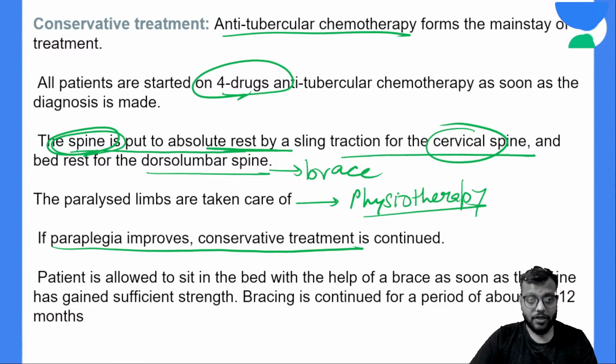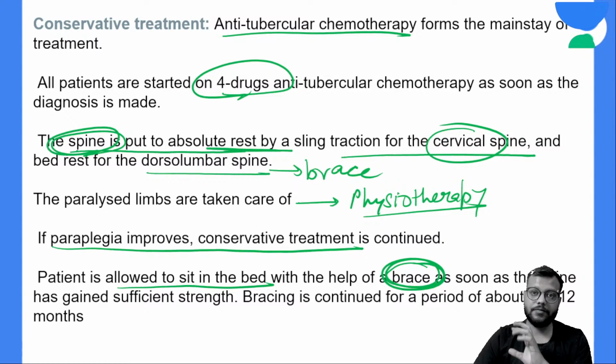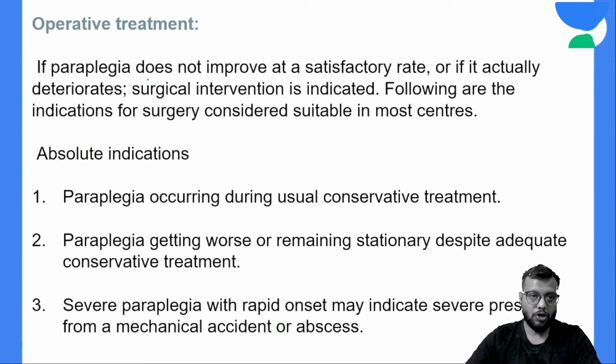Patient can be allowed to sit in the bed, but there are 2 things that you should do. First of all, brace should be there, and secondly the anti-tubercular drug should be started. Okay, and even after the slowing of the symptoms, you continue the bracing after the completion of the ATT के बाद भी at least for the 6 to 12 months.